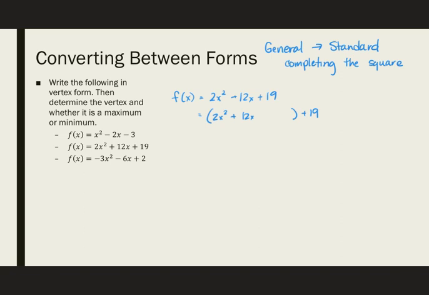Okay, so looking at just what's in there, completing the square only works if this number is a 1. So I have to factor out a 2. So this becomes 2 times x squared plus 6x plus 19. Okay, now I can complete the square, so I'm going to take 6 over 2 and square it. So I get 3 squared, which is a 9. So we're going to add 9 and then subtract 9.